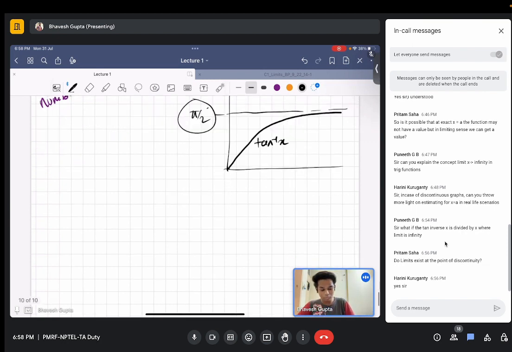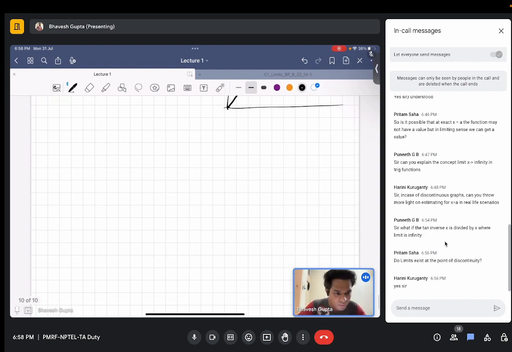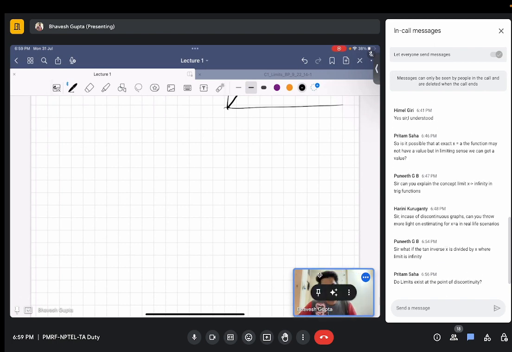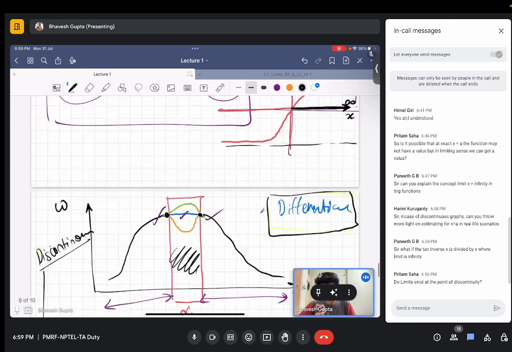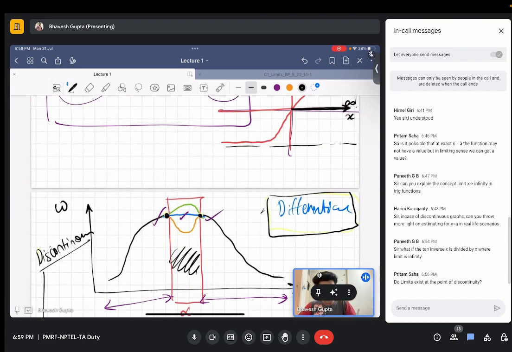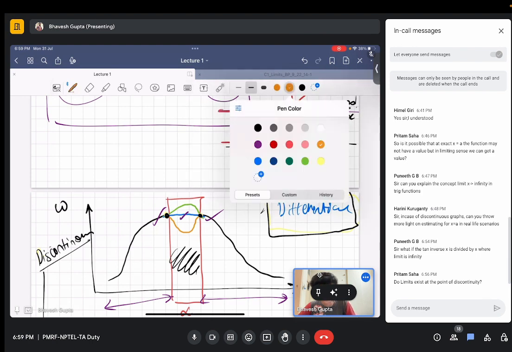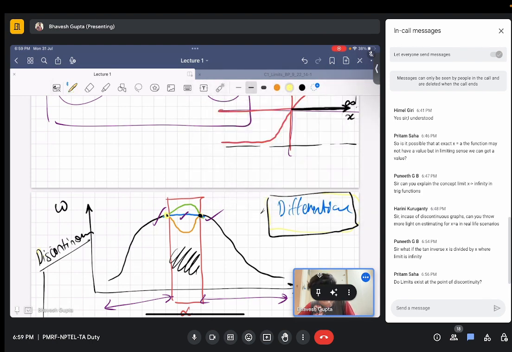Let me tell you an important thing after this. Oh, I have more questions. Do limits exist at the point of discontinuity? Limits do exist, but not in between. Limits do exist over here, which we call the left hand limit. Let me use a different color. Yeah, over here, but not in between. In between limits don't exist.